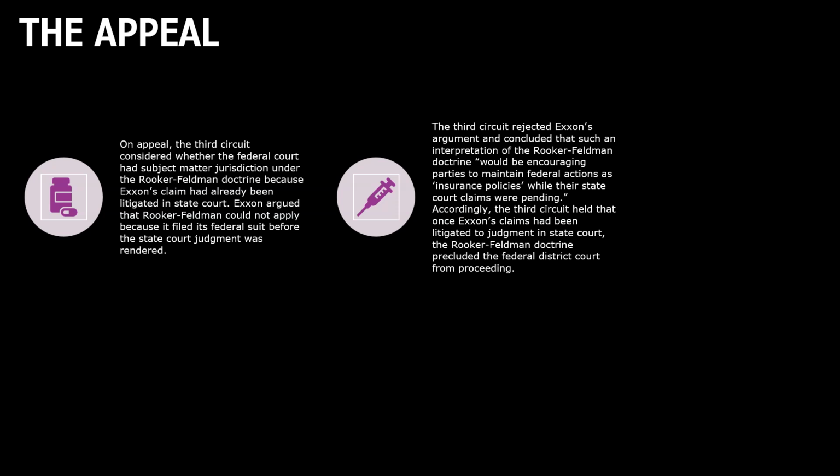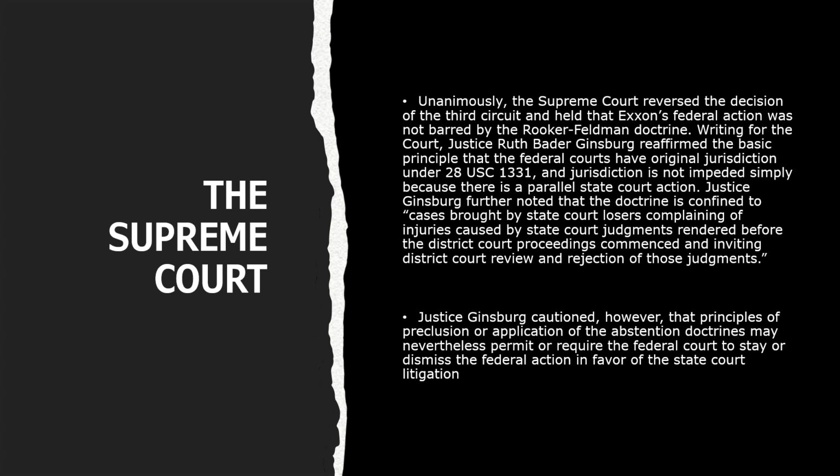So the thing to note about federal courts is the best thing a federal judge can do is to not do at all. That is their mission; they try to not take cases and limit their jurisdiction to only a specific set of circumstances. Now, the Supreme Court unanimously reversed the decision of the Third Circuit on appeal and held that Exxon's federal action was not barred by the Rooker-Feldman Doctrine.